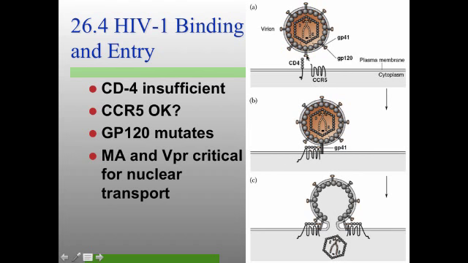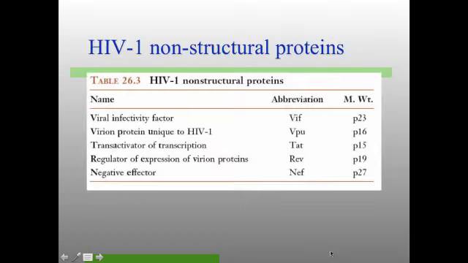So, binding to CD4 and a co-receptor, CXCR4 or CCR5. Then you have the conformational change, which takes place and releases the capsid and nuclear capsid inside the cell. Again, all this fusion happens at the plasma membrane. In the case of HIV, you need this VPR protein for nuclear transport, and then some of the matrix protein is also important for that process.